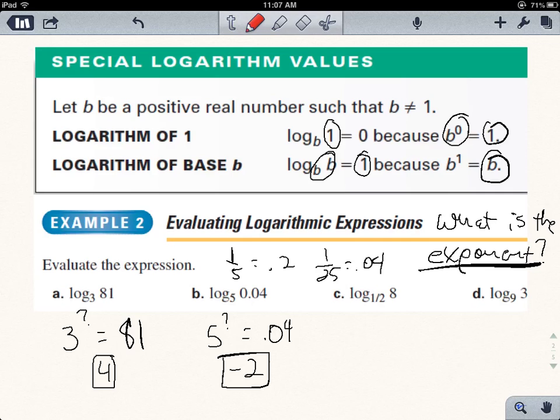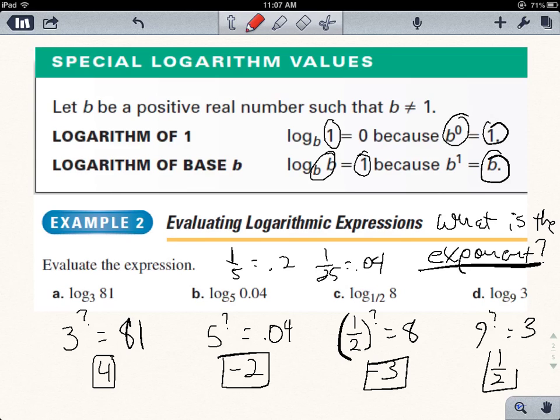Log base 1/2 of 8: so 1/2 to the what equals 8. Well, I know that 2 cubed is 8, so how do I turn 1/2 into 2? I use a negative exponent. So if I use 1/2 to the negative 3, that would give me 8. And then we have 9 to the what equals 3. Well, 3 is the square root of 9, and our exponent for square roots is 1/2, so 9 to the 1/2 would equal 3.